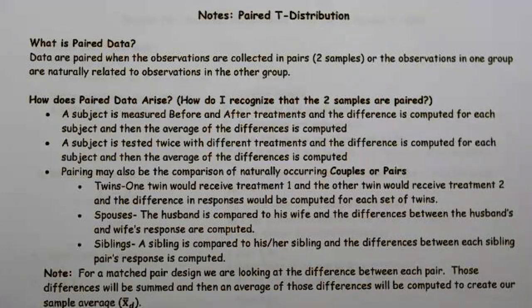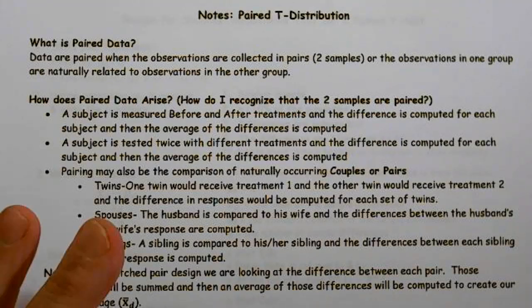Okay, this is the introduction to paired data. So what is paired data? Data are paired when the observations are collected in pairs. Well, that's kind of a duh. In other words, there's two samples that have a relationship. So they're two, it's related together.